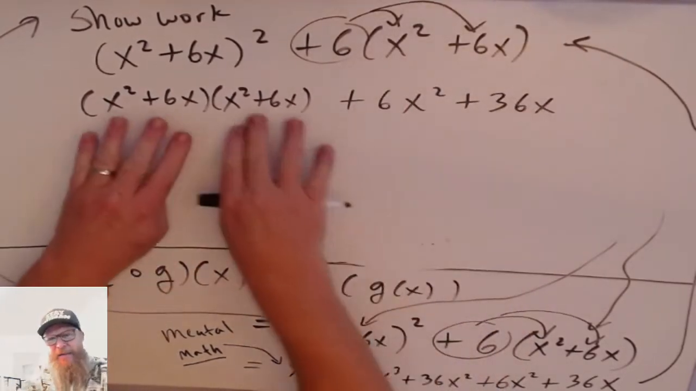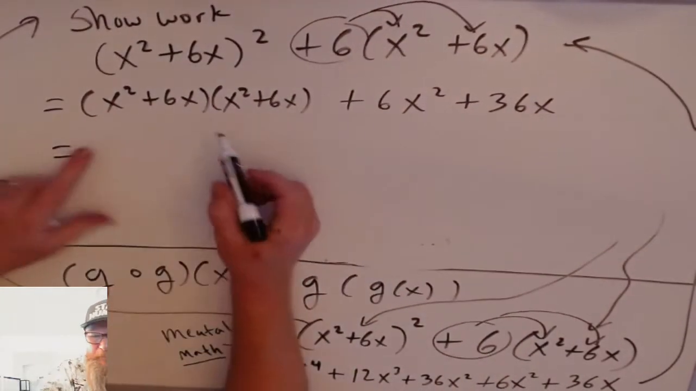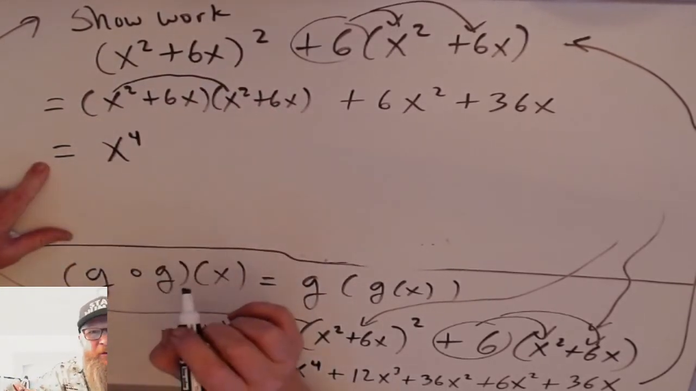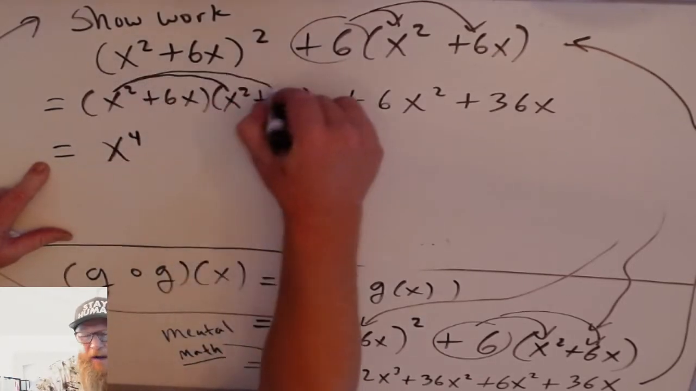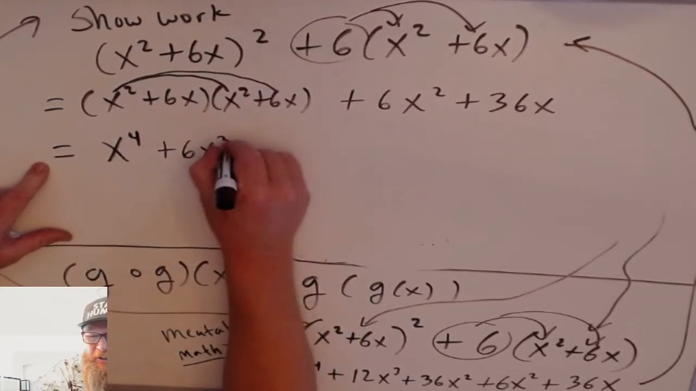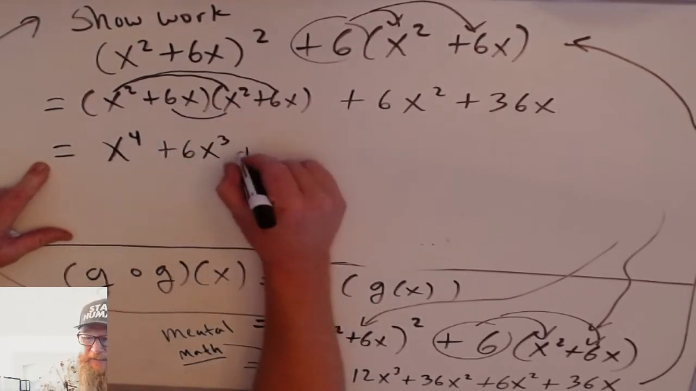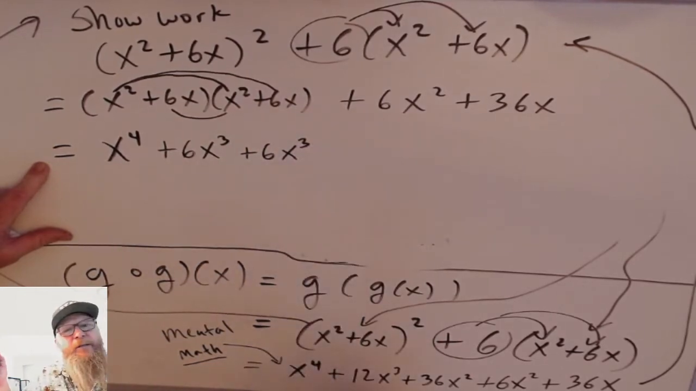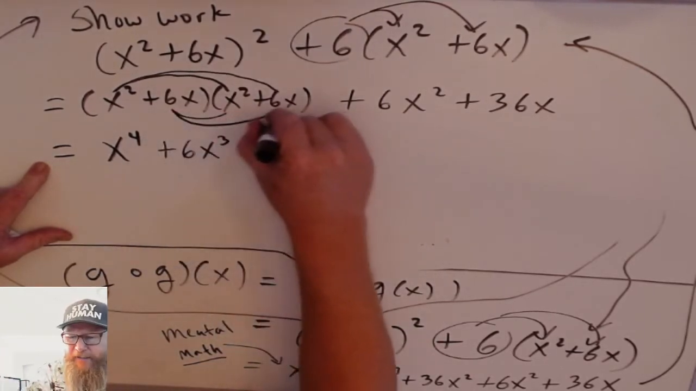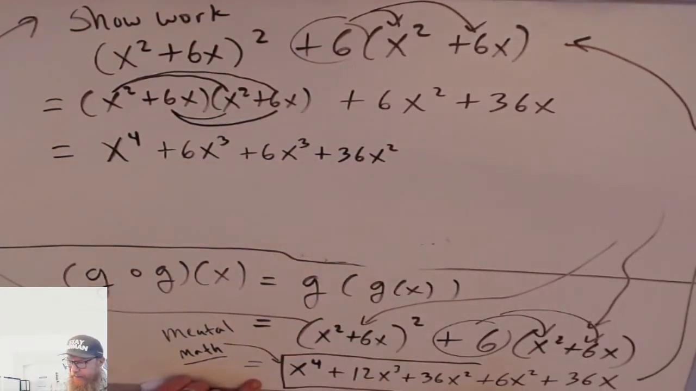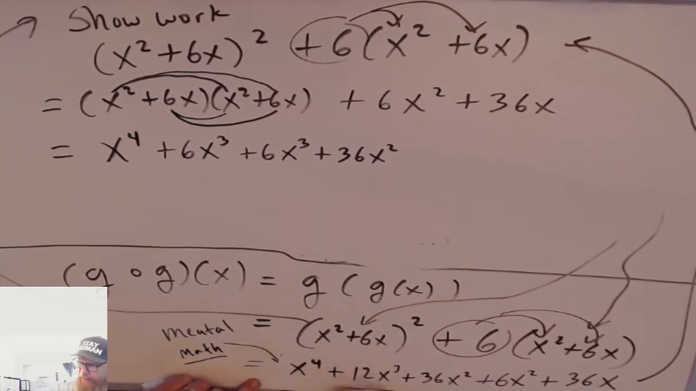So that one's done. This one's going to take a little bit of work. You remember FOIL, x squared times x squared, that's x to the 4th. X squared times 6x, that's 6x cubed. Another x squared times 6x is another 6x cubed. And then finally, 6x times 6x is 36x squared. So that's how I got this part. I should put a cloud around it. That's my mental math cloud. Just for this part.